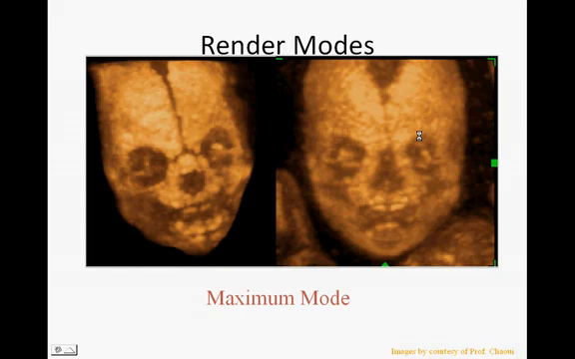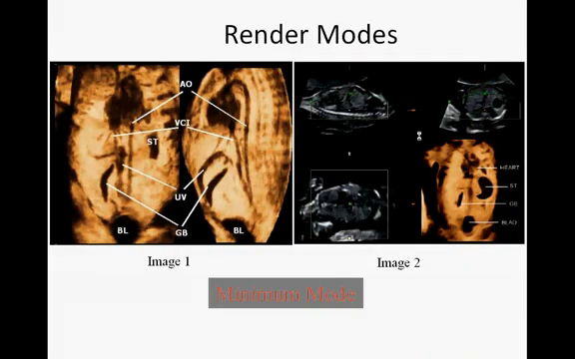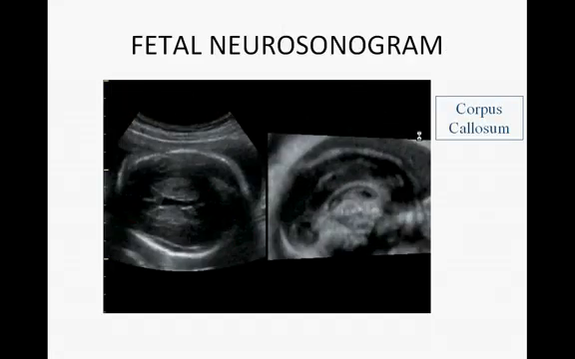Among the different rendering modes, there are rendering modes that can show the skeletal structures very well, especially the maximum intensity projection. The fluid-filled structures are shown very well in minimum intensity projection. And these approaches can be made use of in fetal neurosonograms. Like the corpus callosum can be seen here very clearly in a sagittal section. This is a volume contrast imaging, VCI section, that clearly shows the entire genu, body, and splenium of the corpus callosum.